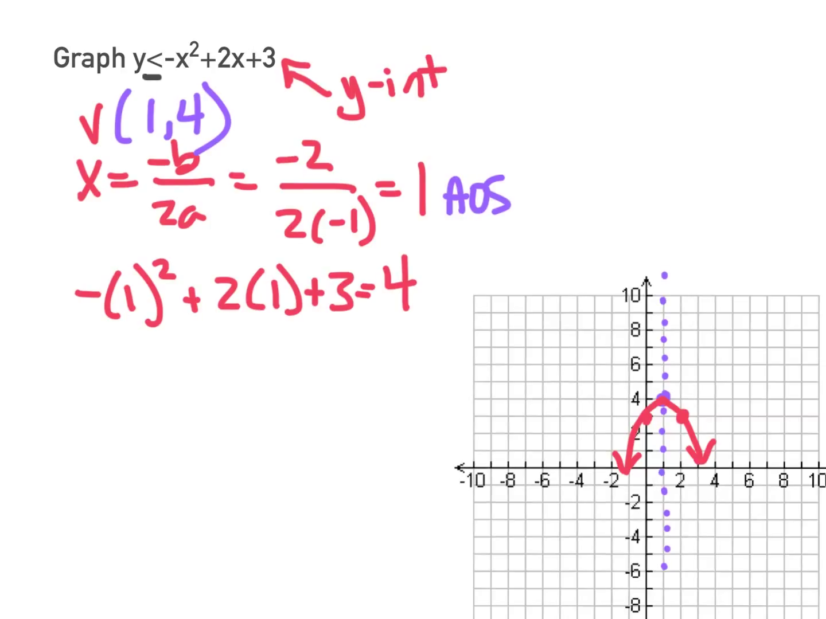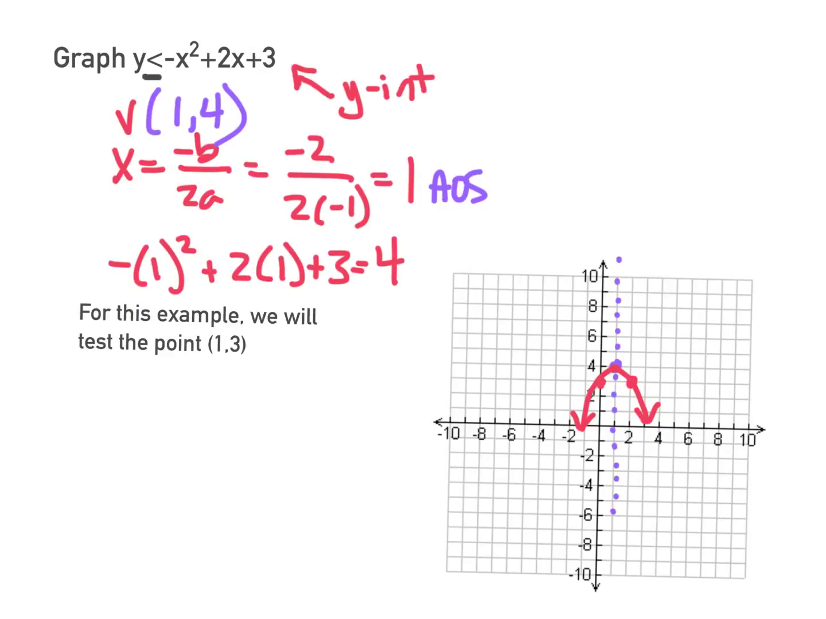Just to be sure, since we didn't really use other points, let's test a point inside: the point right underneath this vertex. That's the point 1, 3. Oh, and also before I move on, notice that I graphed this as a solid parabola because this was less than or equal to. All right, so to test the point 1, 3, remember that this is an x and this is a y. So we're just going to plug those in for x and y to see if we get a true statement.